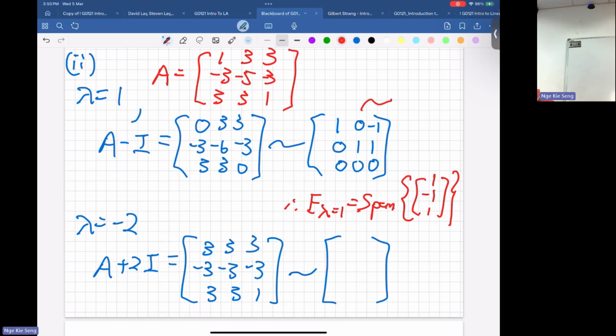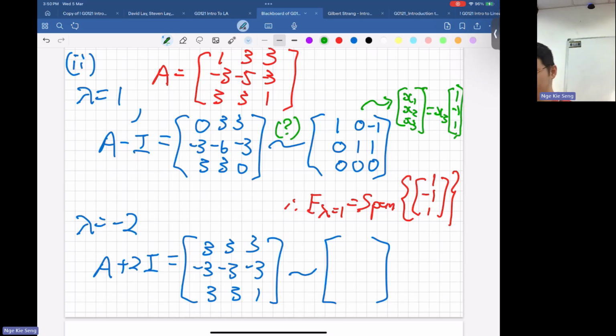So if I read the solution, what do I get? X1, X2, X3 should be equal to X3, X3, X3, right? So 1, minus 1, 1, good. Yeah, I think this one works. So what I want you to check is whether you get the step or not. Let's try the step here.